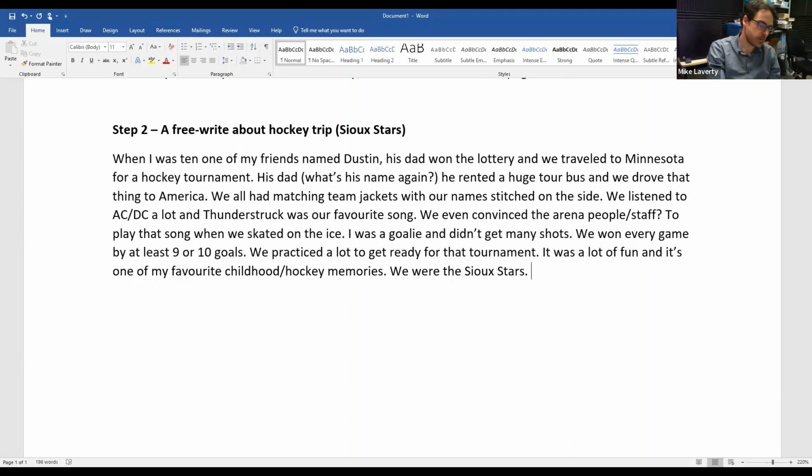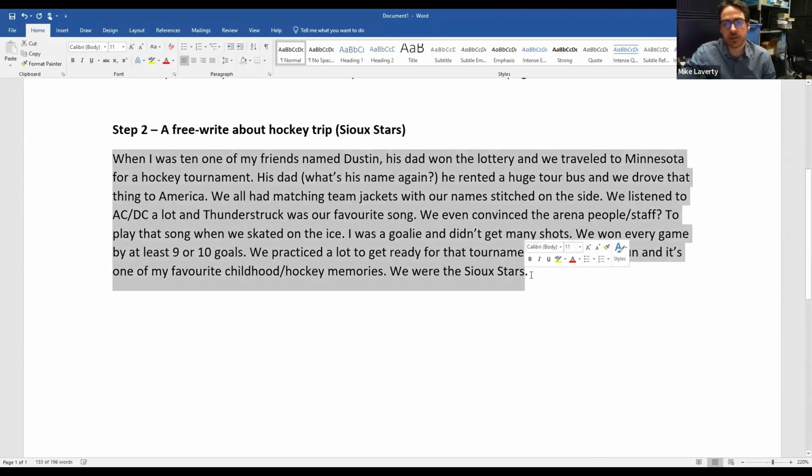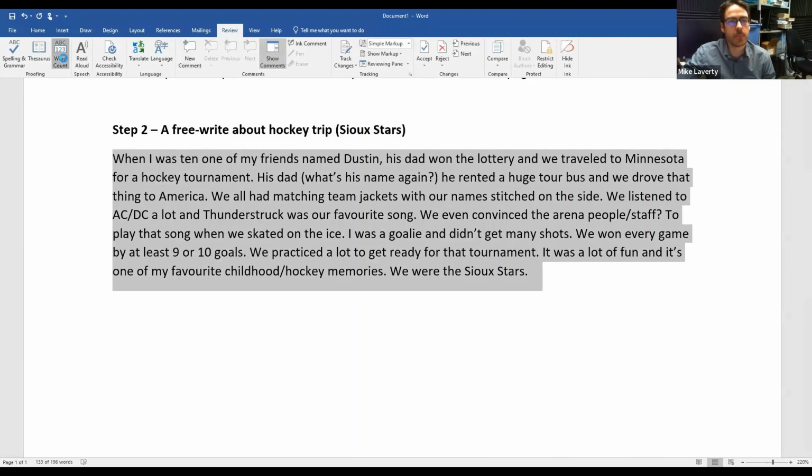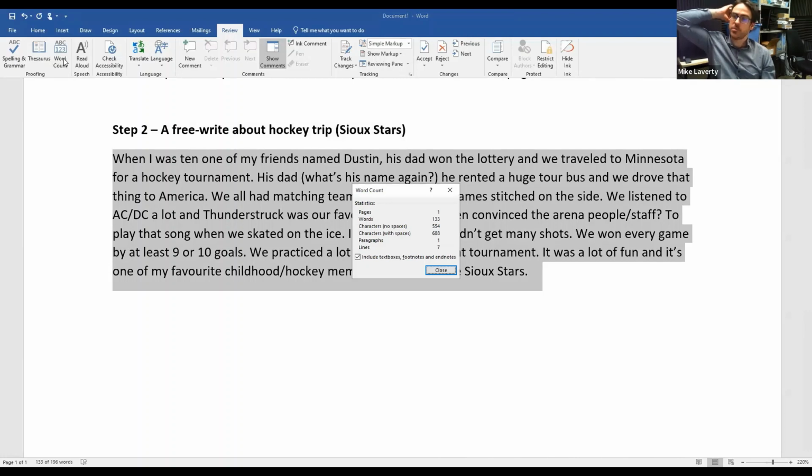Okay, so I did that in 2 minutes. If you highlight a block of text in Microsoft Word and go up to Review and then Word Count, I did 133 words. That's not too bad for 2 minutes, right? If I did that for an hour, I could do maybe 2,000 words. I could have a whole piece if I just kept on going.